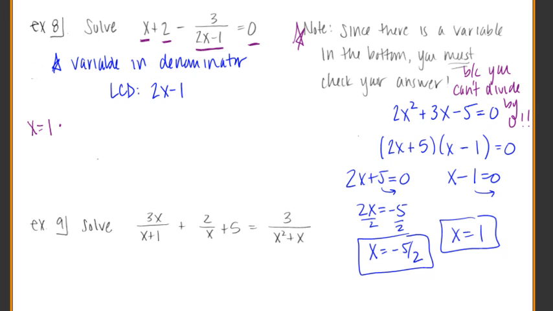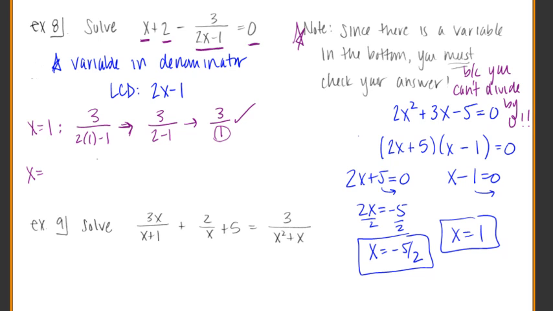So let's check with x equals 1. I'm only going to go to the term that's a fraction. So 3 over 2 times 1 minus 1. All I want to do is make sure that when I plug this 1 in, I'm not dividing by 0. So this will be 3 over 2 minus 1, which gives me 3 over 1. That checks out, because I'm not dividing by 0, I'm dividing by 1.